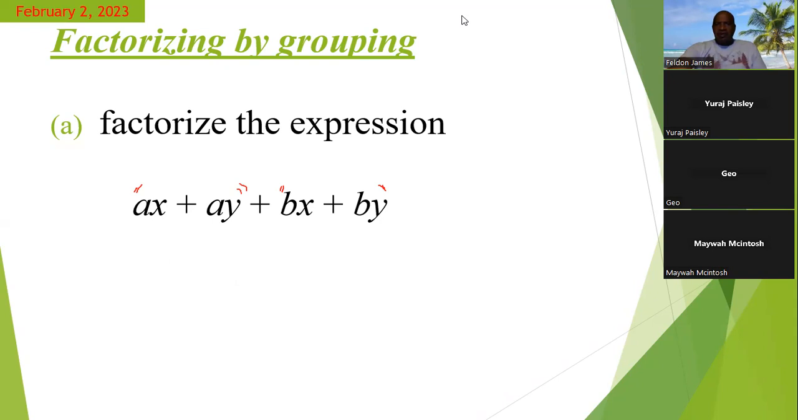So let us start off with this. For the first pair, what is the common factor? The first pair here is AX plus AY. What would be the common factor here? A. So it means that we can factorize this pair as a binomial.